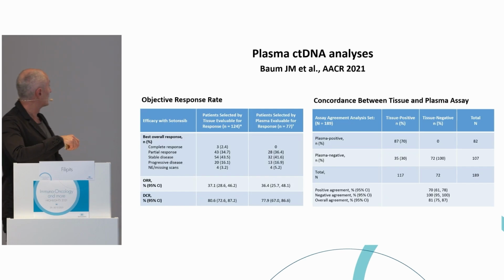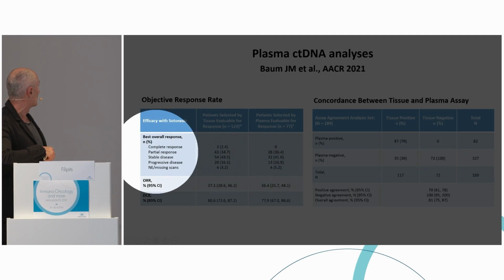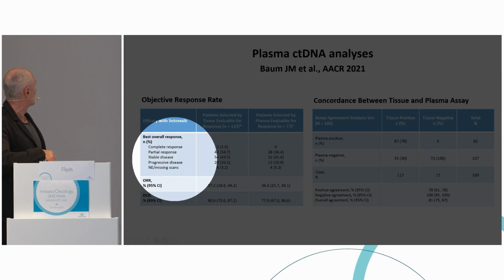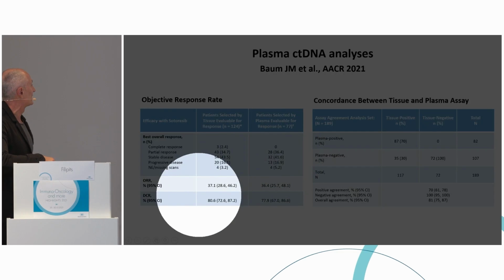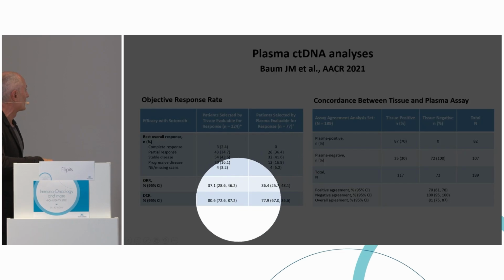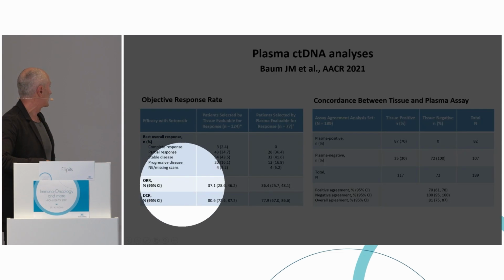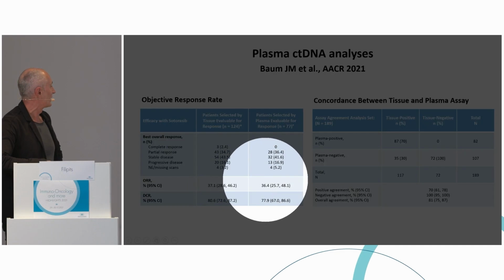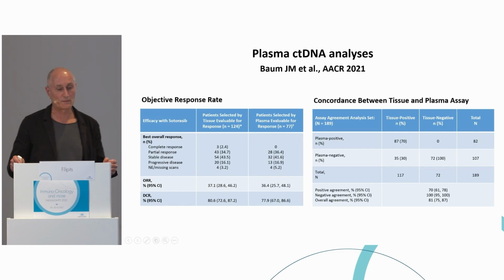So as you can see here, the complete response rate is low in both cases. Partial responses were present in 35%, 36%, stable diseases in 43.5 and 41.6%. Also the progressive disease is similar in both groups, and also the missing patients. So the objective response rate was 37% in the case of tissue selection and 36% in case of plasma selection. Also, the disease control rate is pretty similar.